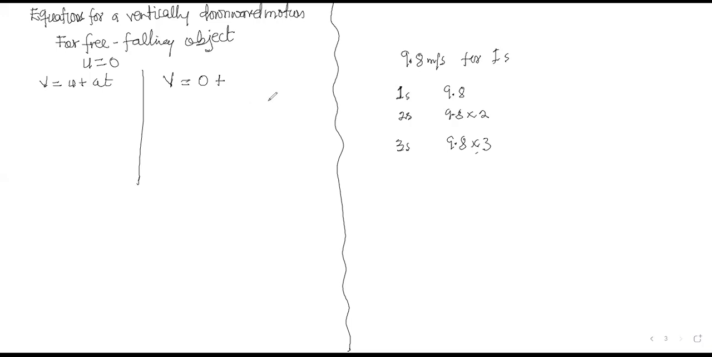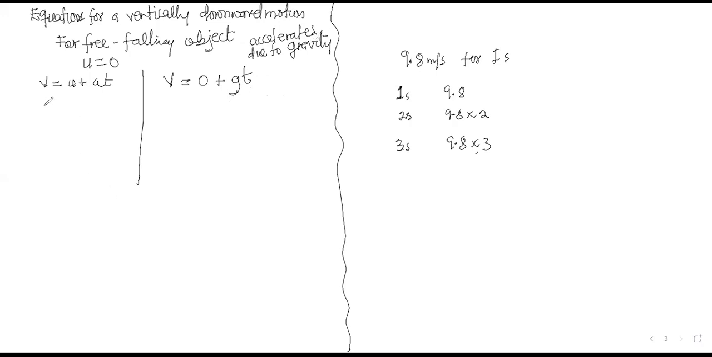Okay. So we have v is equal to 0 plus gt. And this is a plus because body accelerates as it falls. But this acceleration is due to gravity. So it is a positive g because it's an acceleration.